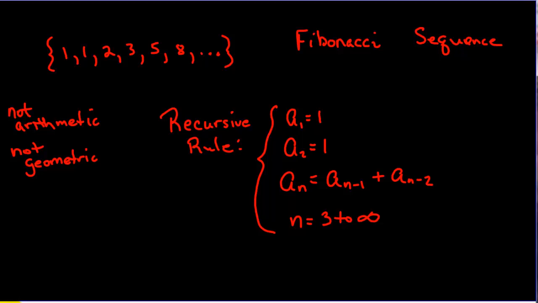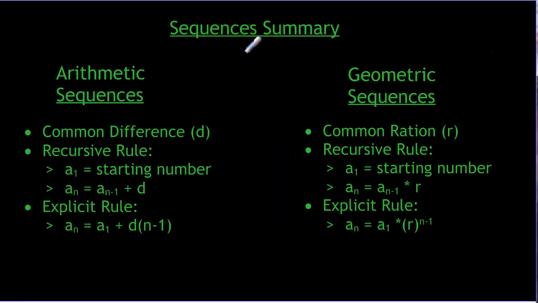Now we're going to wrap up here and focus on our sequences summary, and in particular these two types of sequences. So an arithmetic sequence is one where when you look at adjacent terms in the list, there's a common difference. And we can write both recursive and explicit rules for the arithmetic sequences. When we write a recursive rule, we have to prime the rule with the first number, whatever that is. That would be the first term, a sub 1. And then to get to the nth term, we take the previous term, which would be the n minus 1 term, and add d.